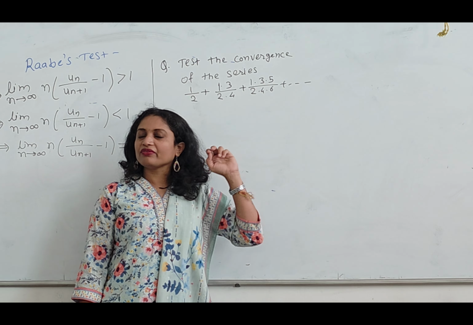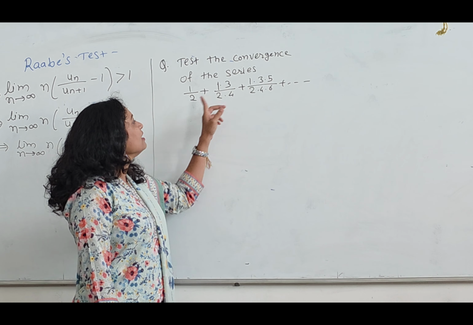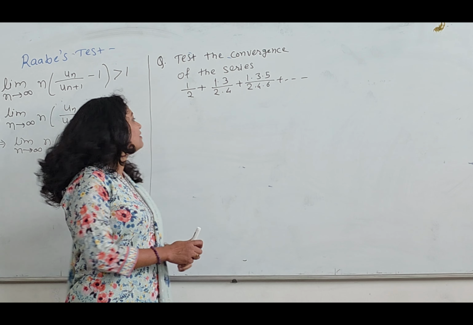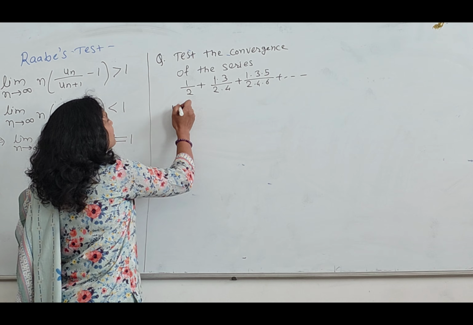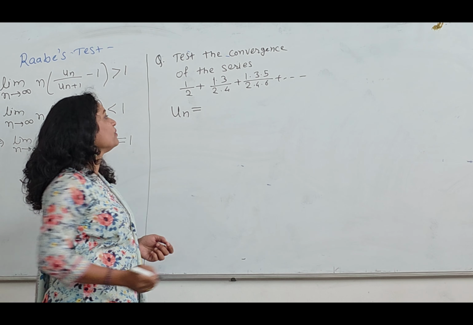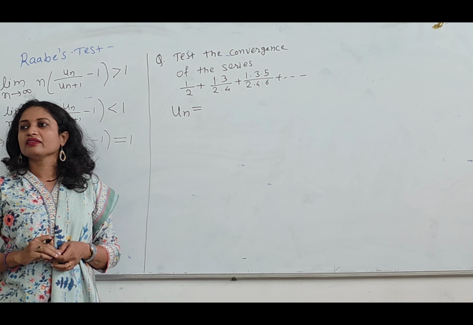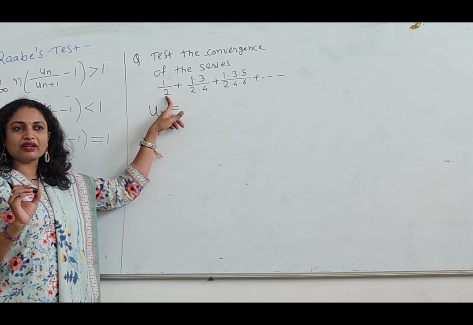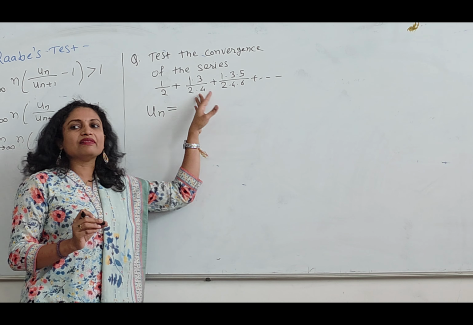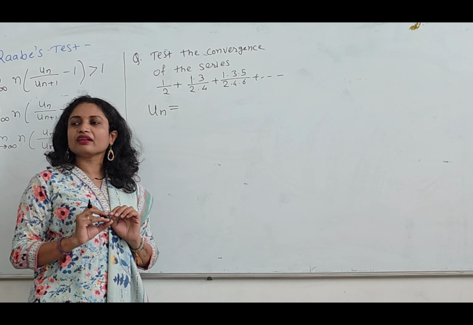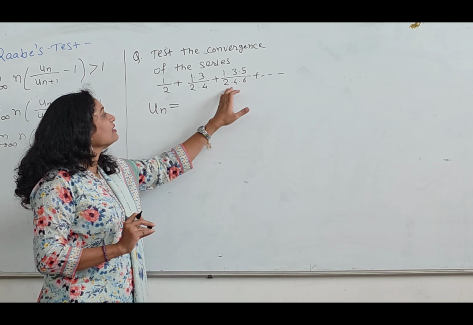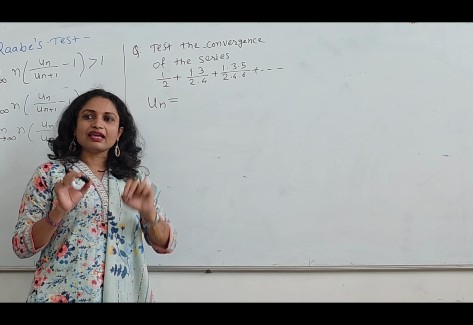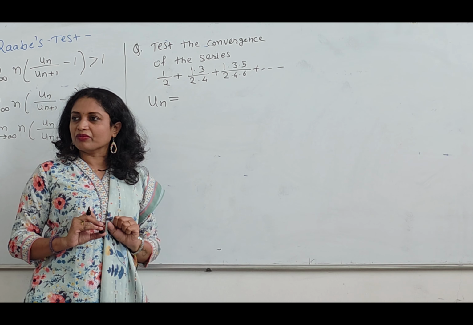In the previous lecture we discussed series where you have terms in a product. So let's discuss the nth term of this series. Can you tell me what the nth term will be for this series? The first term has one term in numerator and denominator. The second term has two terms in numerator and denominator. The third term has three terms in numerator and denominator. So the nth term will have n terms in numerator and denominator.